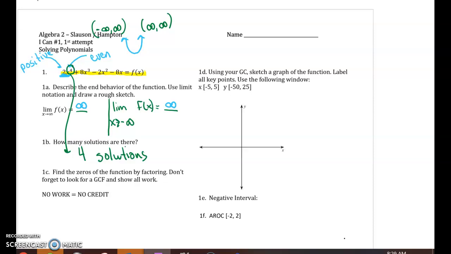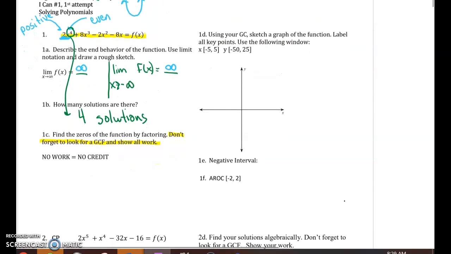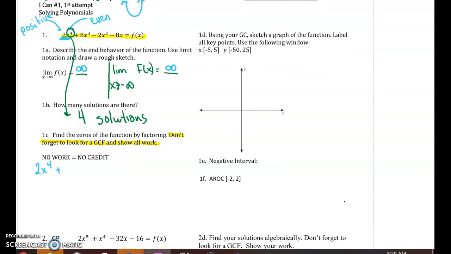So now we're going to find the zeros of the function by factoring. Don't forget to look for a GCF, and you do need to show all your work. So I'm going to rewrite the problem here, and as I'm doing that, I want to be looking for a GCF. When it says find the zeros, I'm setting it equal to 0. I notice I can factor a 2 out from each term, and I can factor an x out from each term. So I'm going to do that here, and I'll be left with x cubed plus 4x squared minus x minus 4.